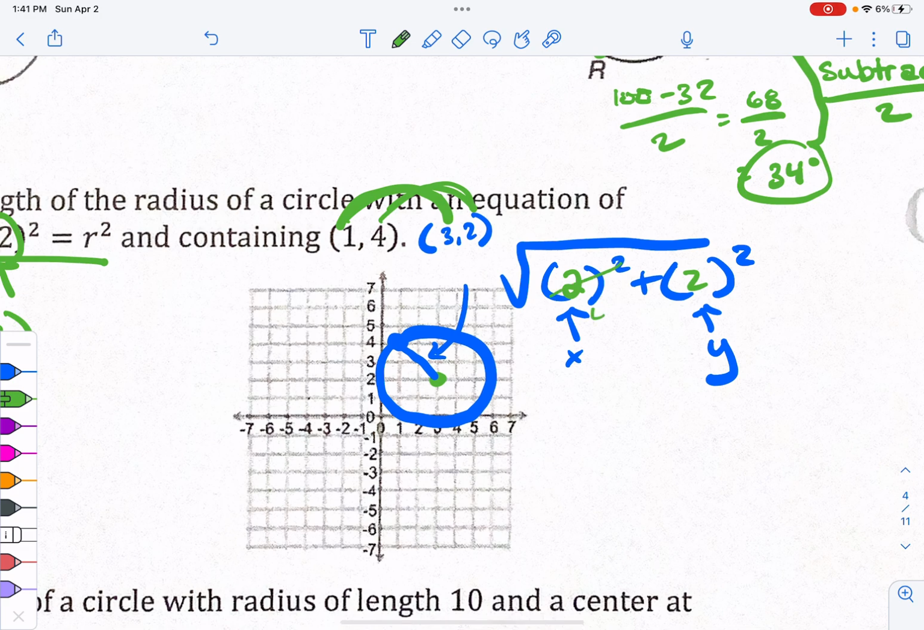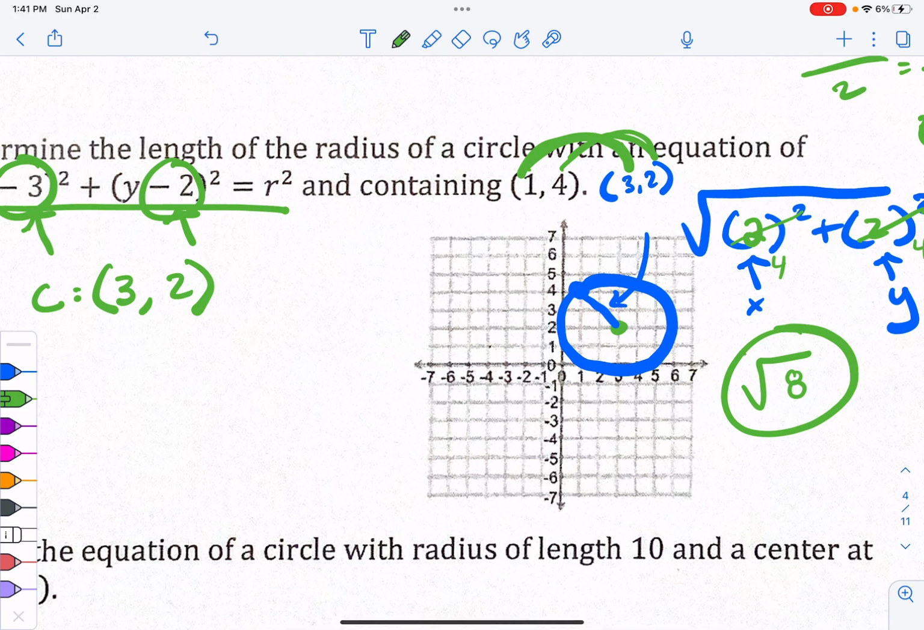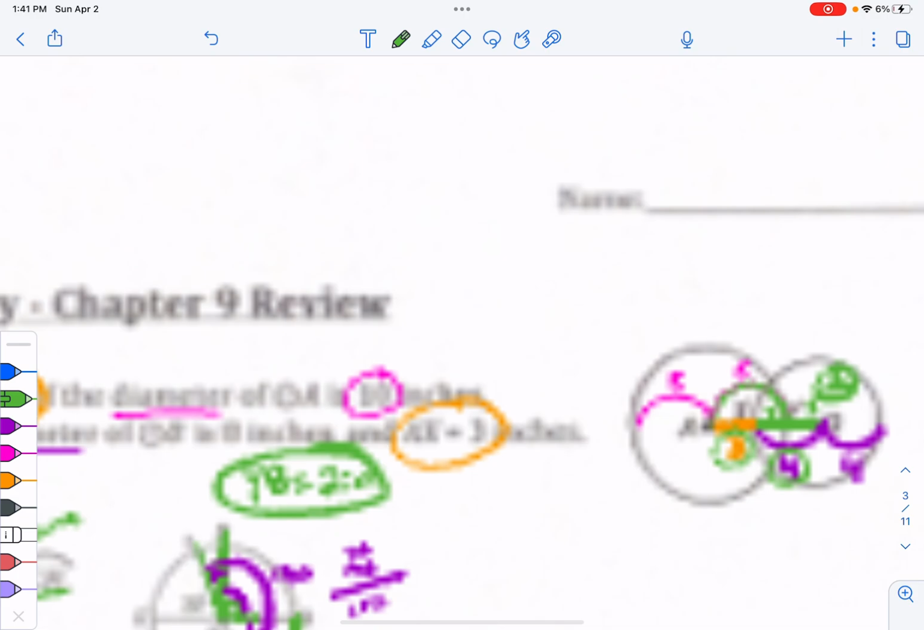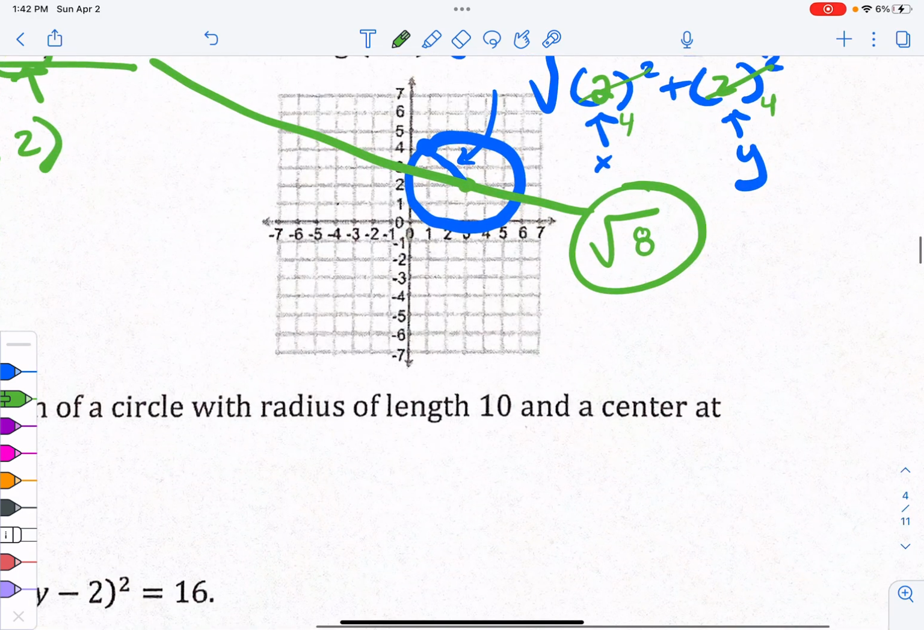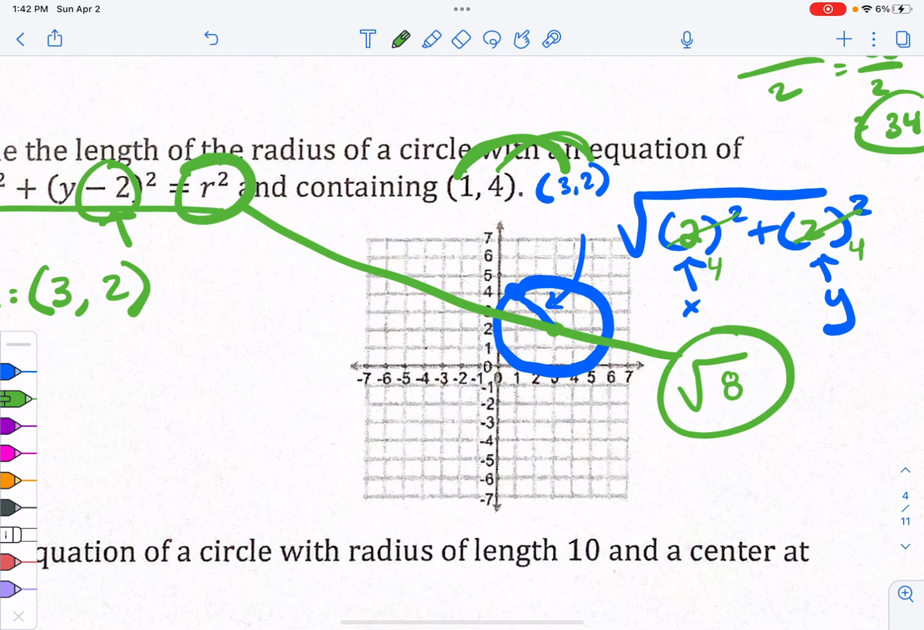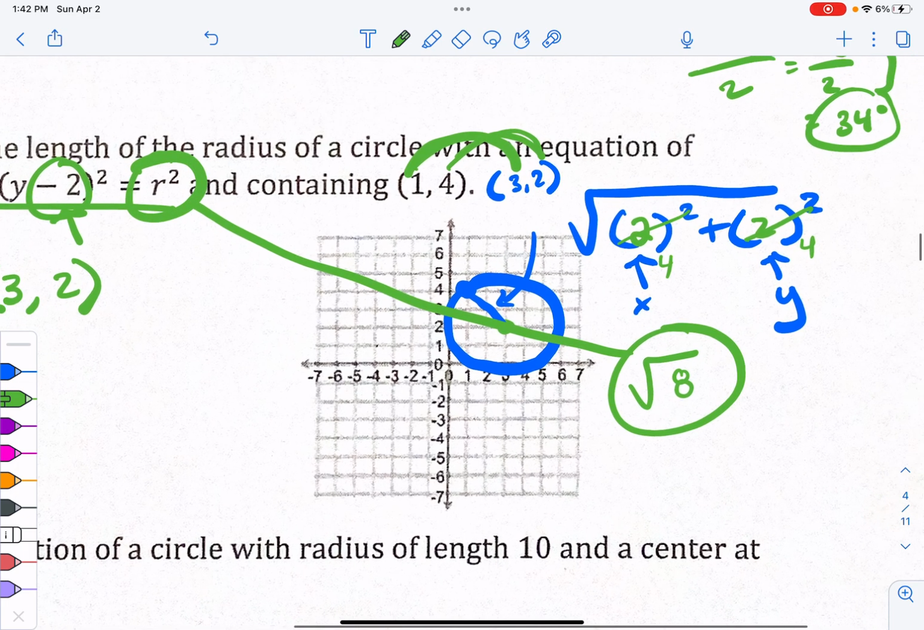So 2 squared is 4. 2 squared is another 4. And if I add those together, that is 8. And so the square root of 8 is going to be my radius. Now you could give it to me as a decimal, but I'm just going to leave it as the square root of 8, because if they want me then to plug it into the equation, I would just square that value and it would just become 8 in the equation. Okay, we've talked about that before. So the square root of 8 is going to be my radius. That's what they're wanting for that.